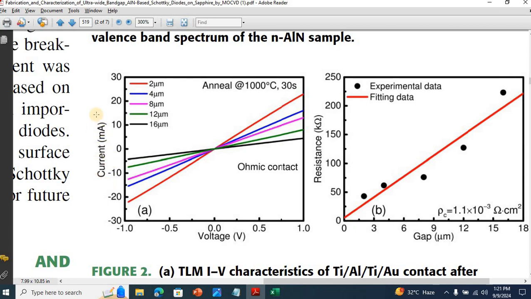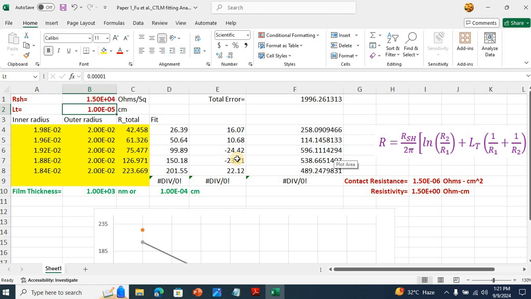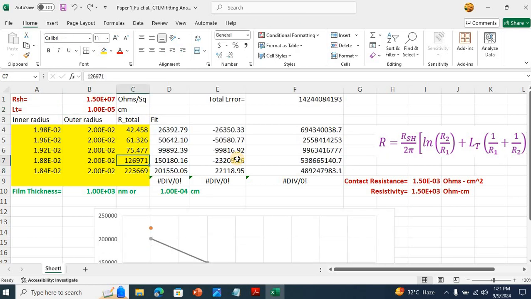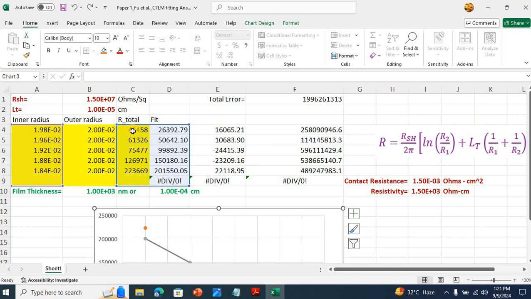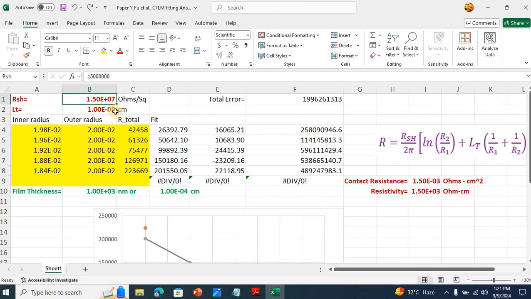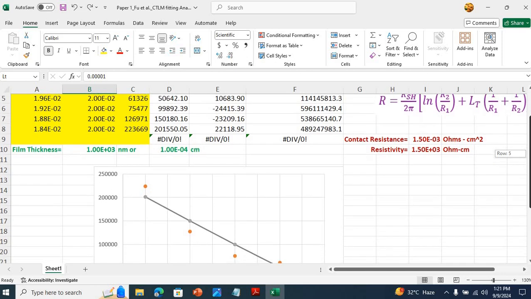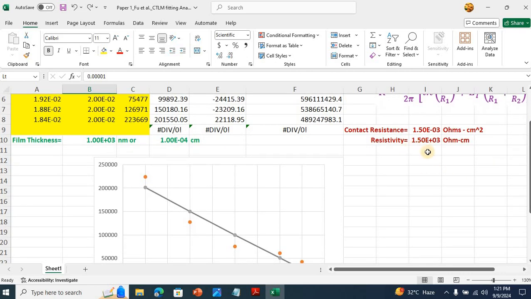I feel like this current is in microamps corresponding to a resistance given over here in kilo ohms. So let us go back to our previous values. Cool. Now the resistances are in kilo ohms, and we have got a sheet resistance which has a value of 1.5 10 to the power of 7 ohms per square, and a transfer length which is 1 into 10 to the power minus 5 centimeters. And it corresponds to a contact resistance of 1.5 10 to the power minus 3 ohm centimeter square, and a resistivity of 1.5 into 10 to the power of 3 ohm centimeter.